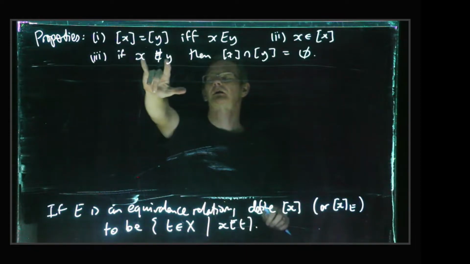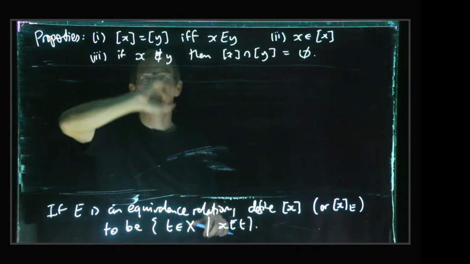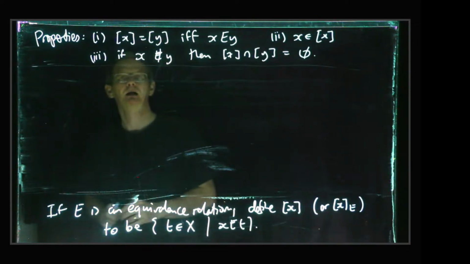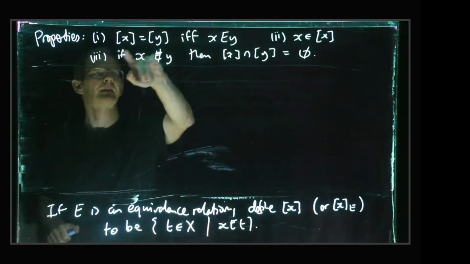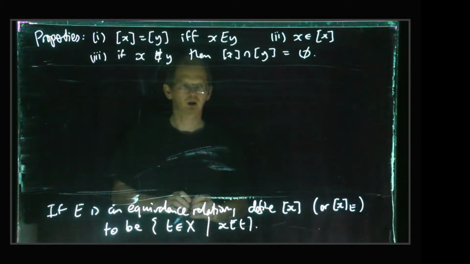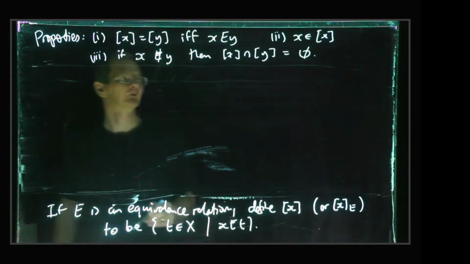And in fact, it doesn't really matter so much what square bracket x and square bracket y are. We've defined them to be certain subsets of X, but it doesn't really matter what they are. The key point that matters is just that they have this property here. Square bracket x is equal to square bracket y if and only if x is related to y.